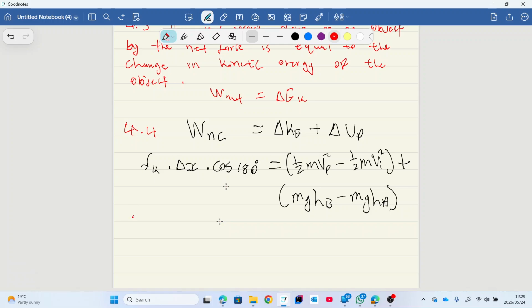Then we go down, then we substitute. So the question wants us to calculate the kinetic frictional force, so it is our unknown. Therefore, Fk equals, the displacement is 8, we saw it, right? Times -1 from cosine of 180 equals, then we substitute.